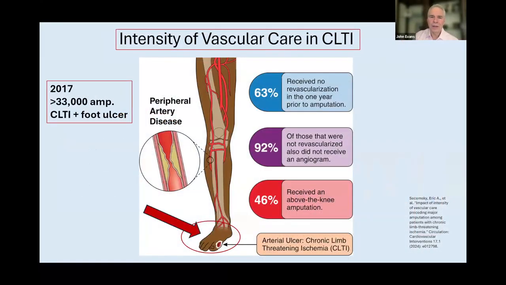Earlier this year, a paper was published that looked at patients who had a foot ulcer and CLTI in 2017. They looked at Medicaid data. And they found that of these patients, there were over 33,000 of them in the Medicare or Medicaid data. And they found that almost 2/3 of them received no revascularization attempt in the year prior to their amputation. Over 90% of them didn't even have an angiogram before the amputation. And when an amputation was needed, half of them were above knee.